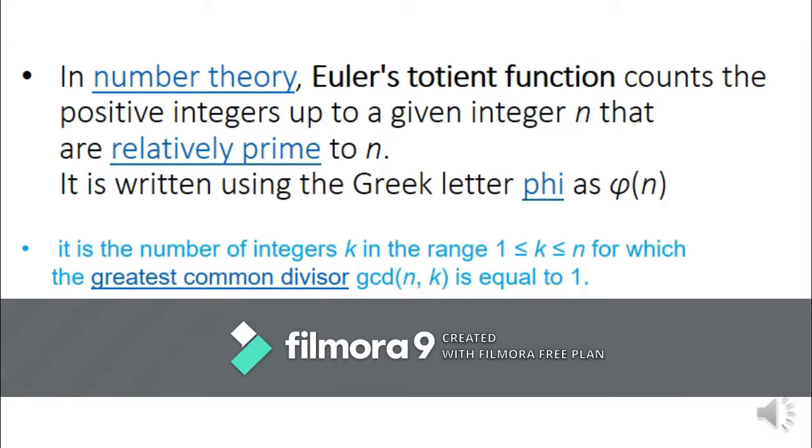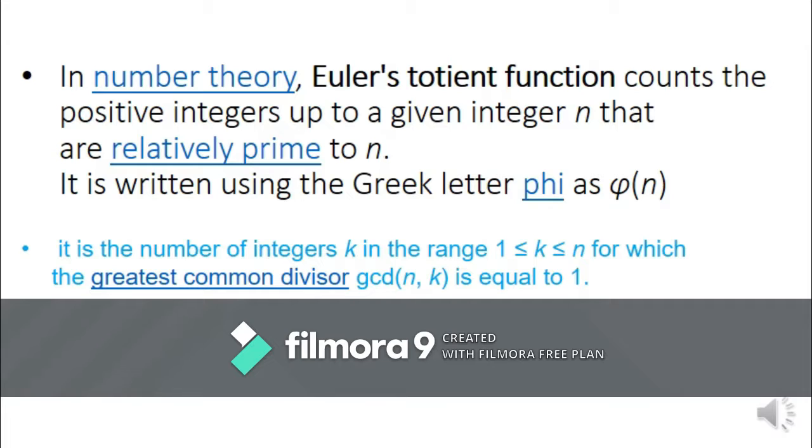When we say relatively prime to n, it means the two numbers a and b are relatively prime if they have no common divisors apart from 1. For example, 8 and 15. The factors of 8 are 1, 2, 4, and 8. And the factors of 15 are 1, 3, 5, and 15. As you have observed, their only common divisor is 1. Therefore, 8 and 15 are relatively prime. Are you still with me?